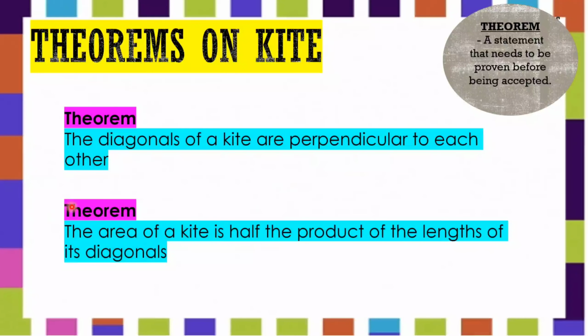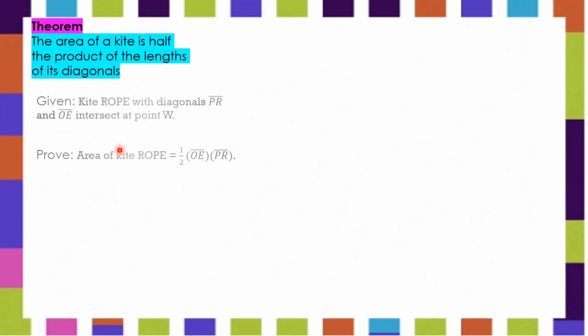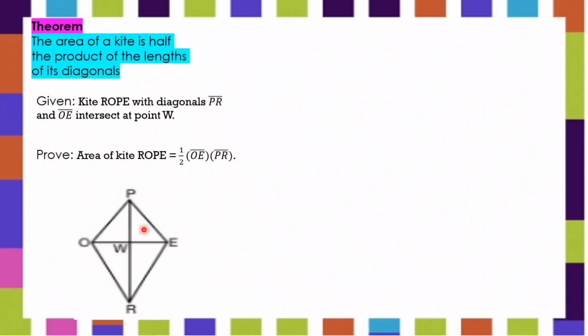Okay? So, try nating i-prove yung second theorem ng kite, that the area of a kite is half the product of the lengths of its diagonals. Okay? So, let's try to consider this figure. So, ipo-prove natin, the area of a kite is half the product of the lengths of its diagonals. So, we are given kite ROPE, with diagonals PR and OE that intersect at point W.